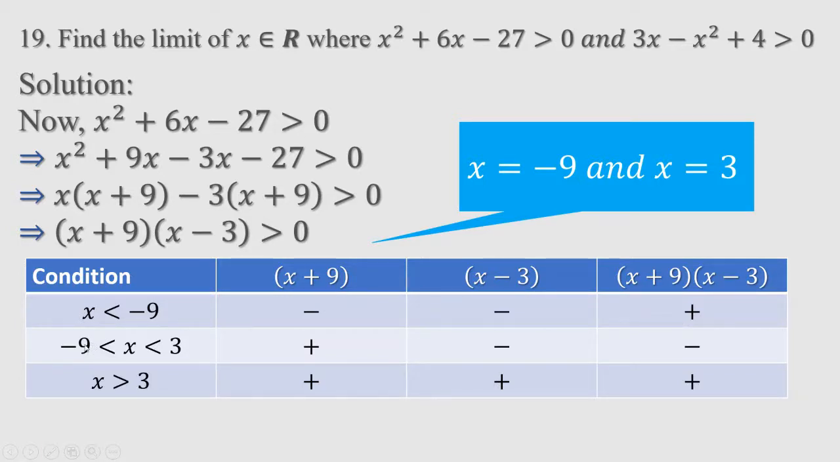Now between the smallest and greatest number, when x is greater than minus 9, that means x is minus 8, then value of this factor is positive and value of this factor is negative. So their product is negative, that means less than 0. Positive, that means greater than 0.